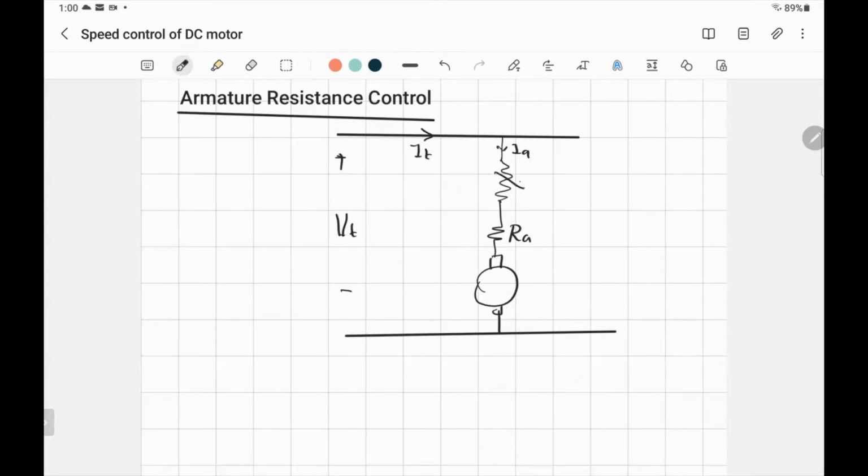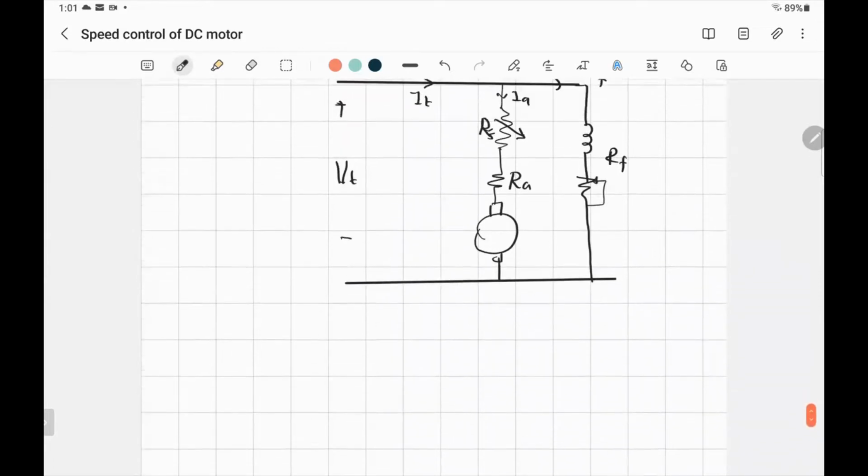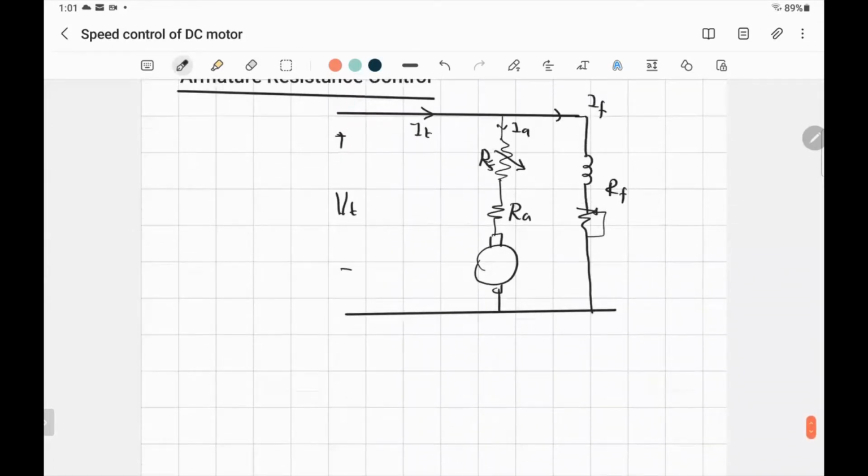And then you have a variable resistance here. Call it R rheostat, or R whatever, RS. And then you have the field. That's RF, and the current here will be IF. So I will use the same equation that we did. Obviously, I'm going to change the resistance.